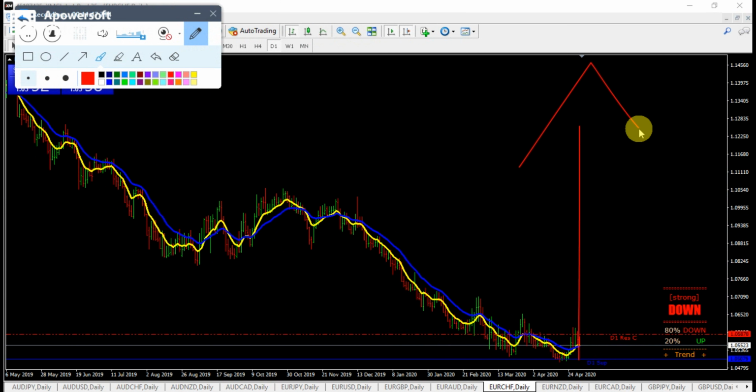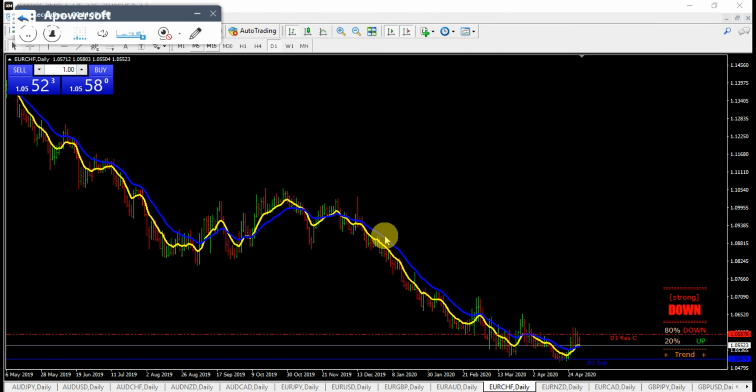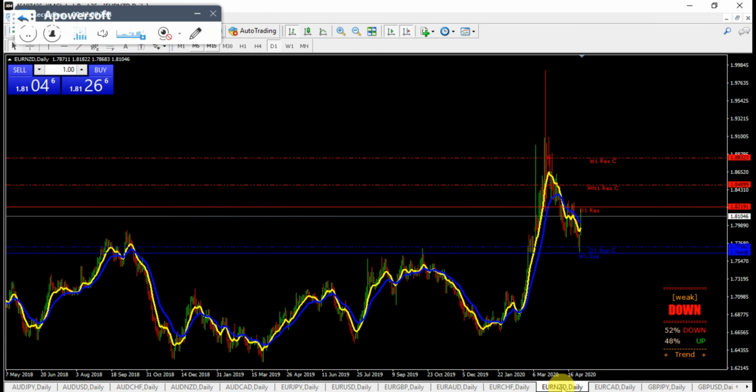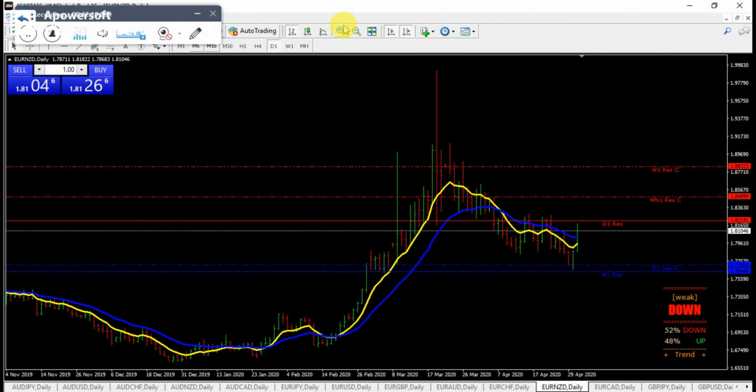So guys, it's my request, whether you are a professional trader or not, don't sell Euro Swiss. If you get stuck in Euro Swiss here, it will take years to recover that trade. So please don't get stuck on Euro Swiss. Don't sell it. Whenever you get the chance, whenever you get the confirmation, you buy it. So let's move to our next pair, Euro NZD.